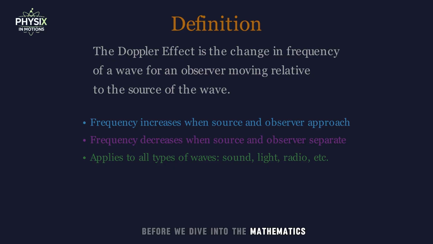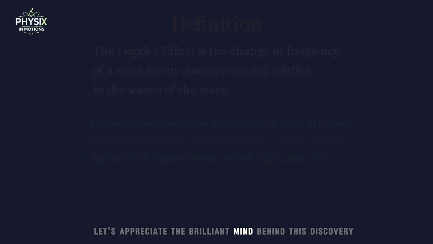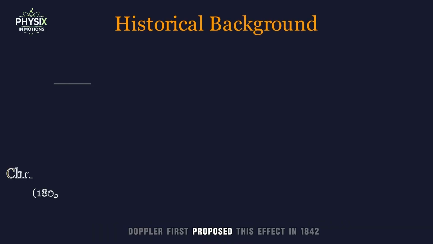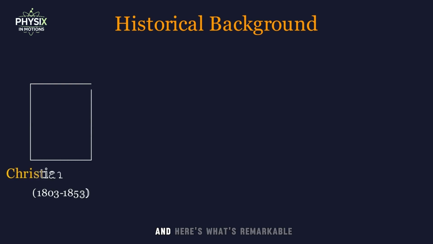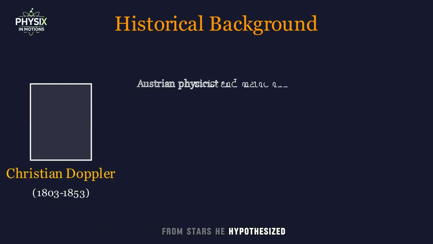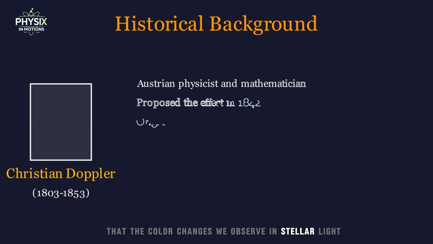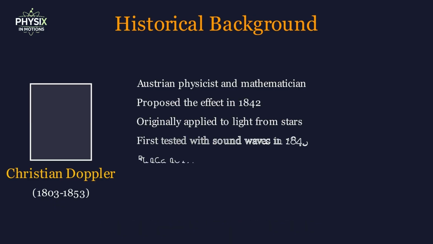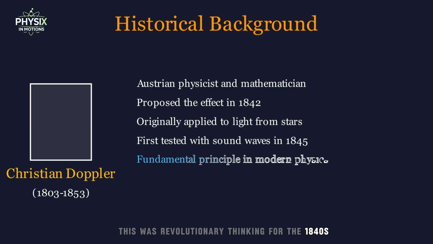Before we dive into the mathematics, let's appreciate the brilliant mind behind this discovery. The Doppler effect is named after Christian Doppler, an Austrian physicist and mathematician who lived from 1803 to 1853. Doppler first proposed this effect in 1842, and here's what's remarkable. He originally applied his theory to explain the colors of light from stars. He hypothesized that the color changes we observe in stellar light could be due to the relative motion between stars and Earth. This was revolutionary thinking for the 1840s.